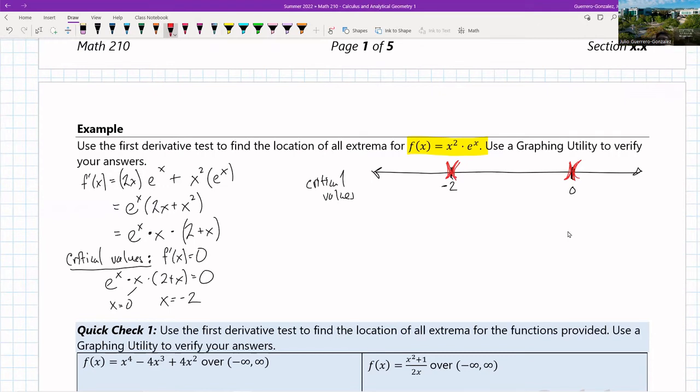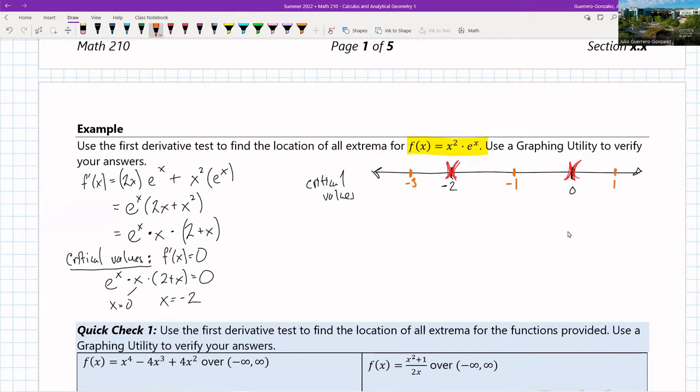Okay. So now I'm going to go ahead and choose representative values within each one of these smaller intervals. So over here, I'm going to choose -3. Over here, I'm going to choose -1. And over here, I'm going to choose 1. Okay. Now, was there a rhyme or reason to these numbers?